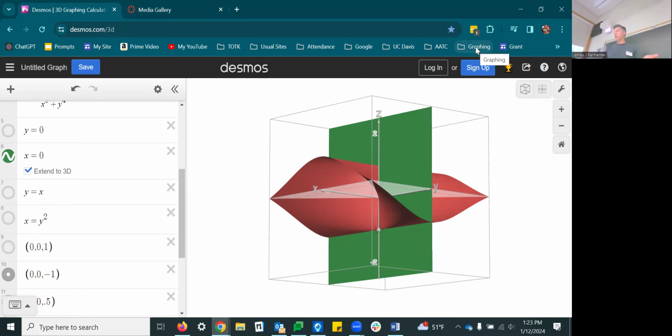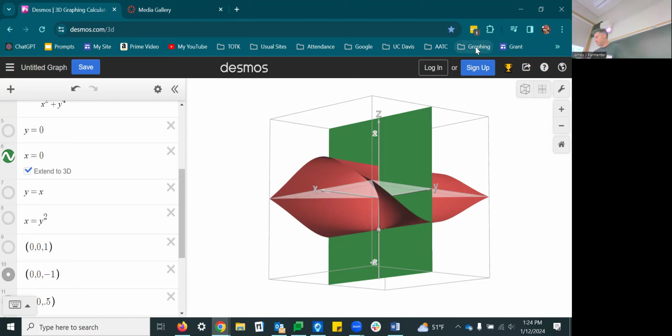So when I say limit, I'm asking what value is the function getting closer and closer to as we approach the point we're talking about. In this case, the point being 0, 0. And in this case, the function isn't getting close to one specific value. It's just doing different things from different directions.